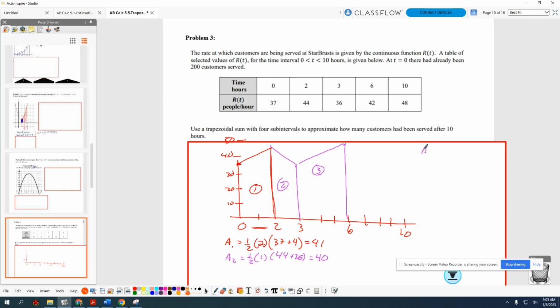And this next one, there's a big jump. Trapezoid 3 is 1/2 the base. The difference between 6 and 3 is 3 units. And the height here for this base 1 of this trapezoid is the height at 3, which is 36. And this guy, which is a height at 6, that's 42, which gives us 117.